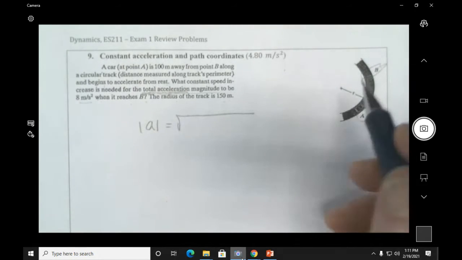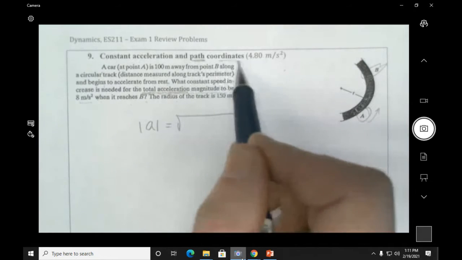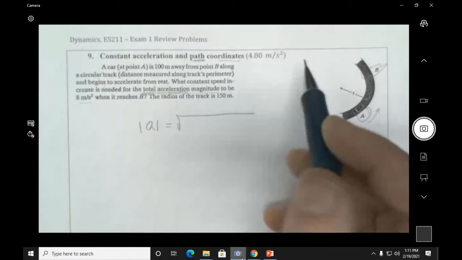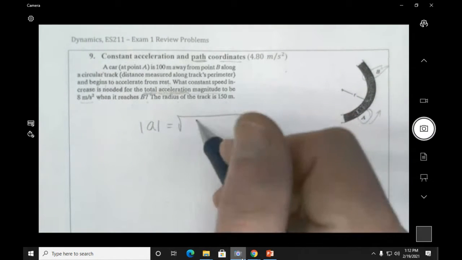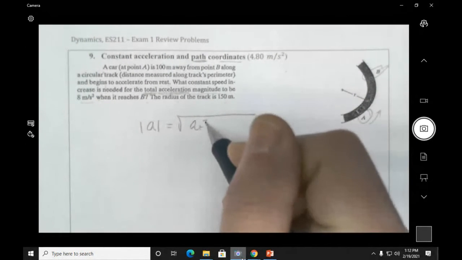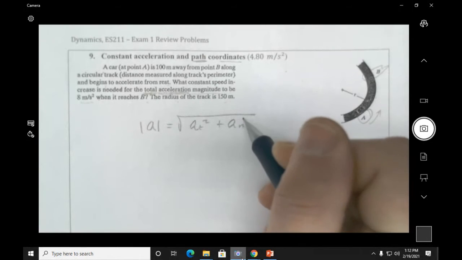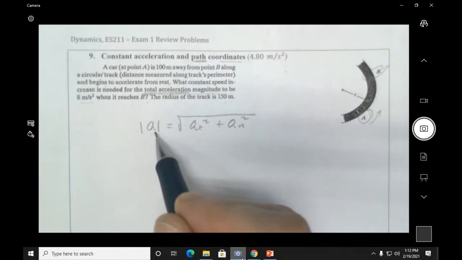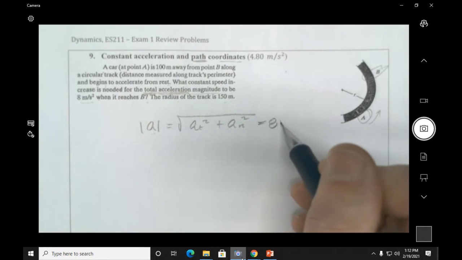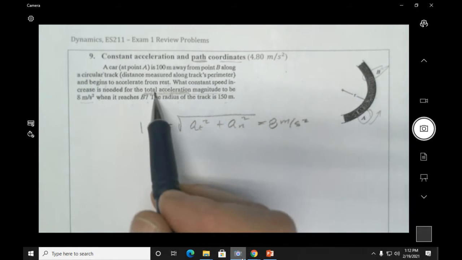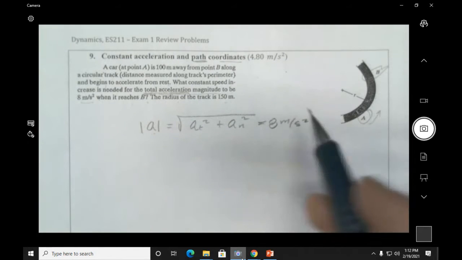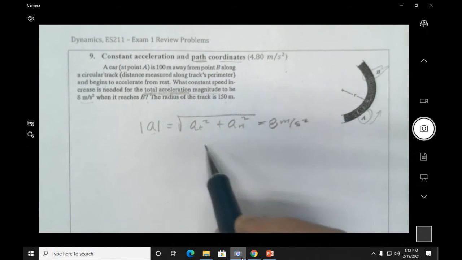And because it's going around a curve, that ought to tell us that it's path coordinates. The problem itself did not say path coordinates, but the fact that we were going around a path will tell us that. So we're going to take this, and that's going to give us that 8 meters per second squared. These are like the code words that we're looking for, that total acceleration, and we see that there's a path right there.